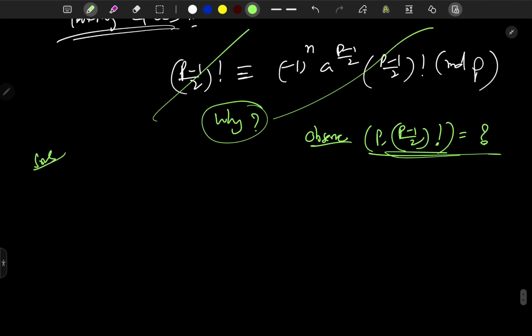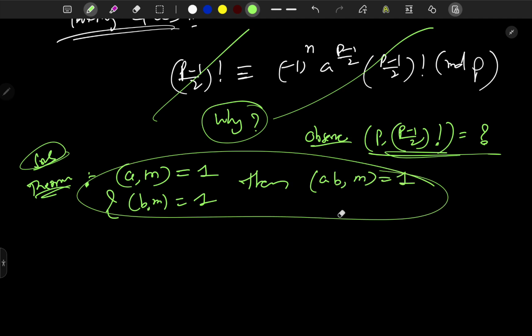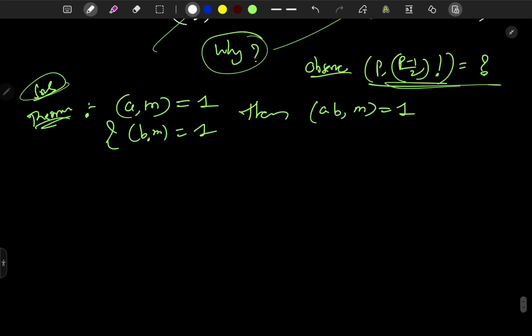So in number system we have one theorem. The theorem is that if a comma n equals 1 and b comma n equals 1, then I can write ab comma n equals 1. I can multiply and write like this. Happy? So now consider these values.